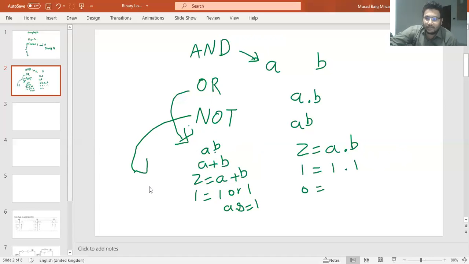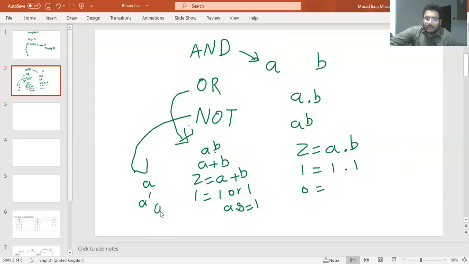It is just a complement. It is represented by, if we have a variable a, then the not of a will be represented by a prime, or you can say a bar or anything. Okay, a complement you can say. Now how will this gate work?